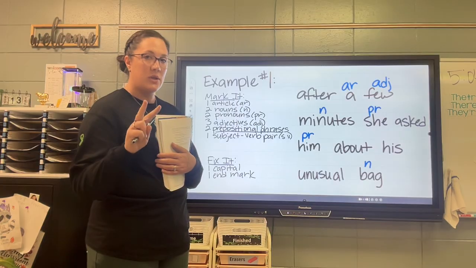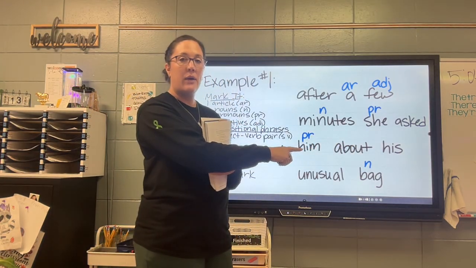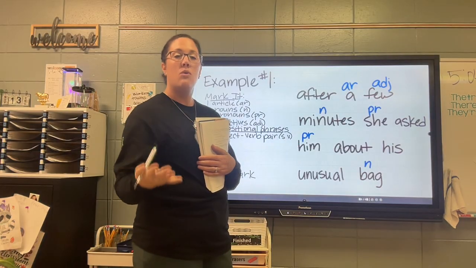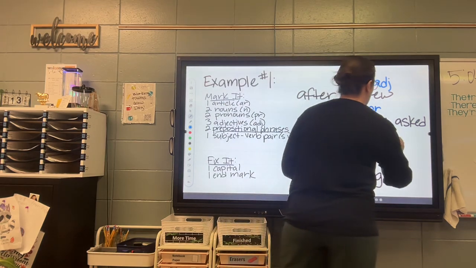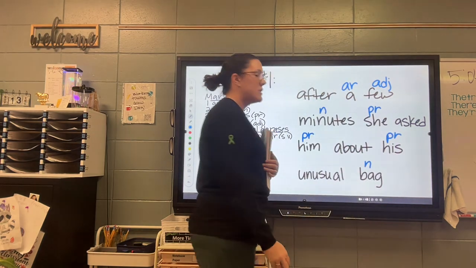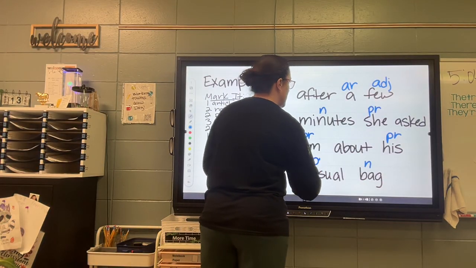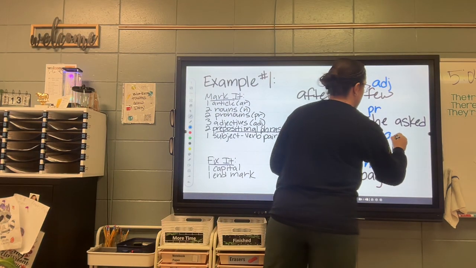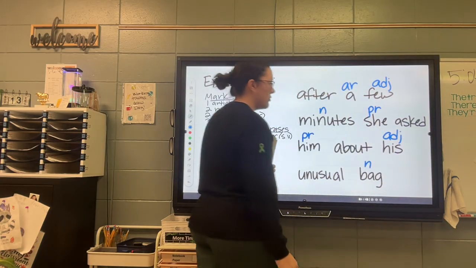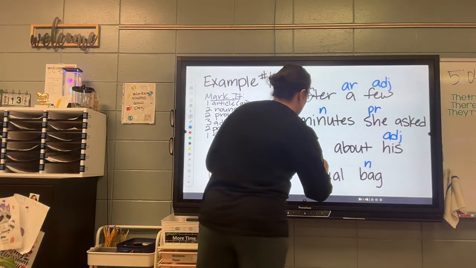Okay? Now, the next one, we're looking at the noun bag. There's actually 2 adjectives. So his does not function as a pronoun. It actually functions as an adjective because who does the bag belong to? It belongs to him. It's his bag. So we're going to label his as a pronoun. And what type of bag is it? It's an unusual bag. So unusual, whoops, I labeled pronoun. Whoops. Sorry about that. It's supposed to be adjectives. Adjective, sorry. His is an adjective. Whose bag is it? It's his. And what type of bag is it? It's an unusual bag. So those are adjectives.